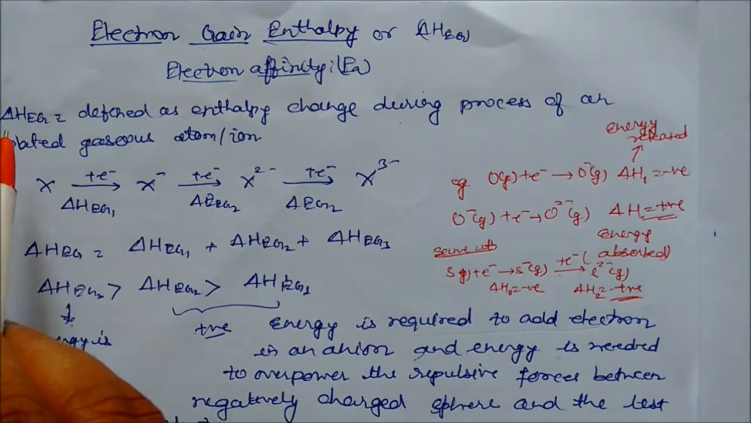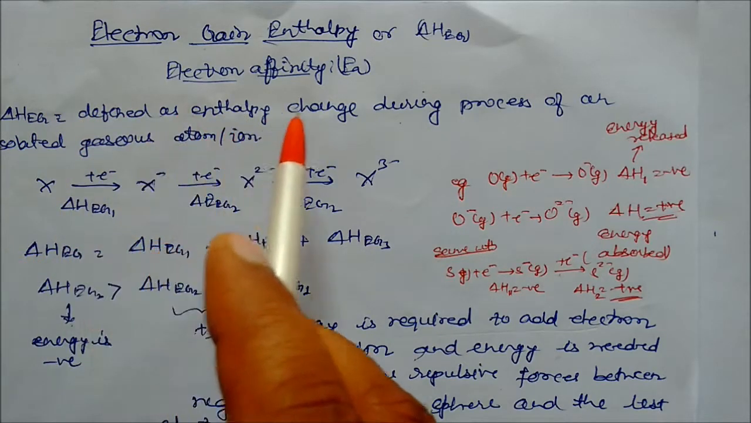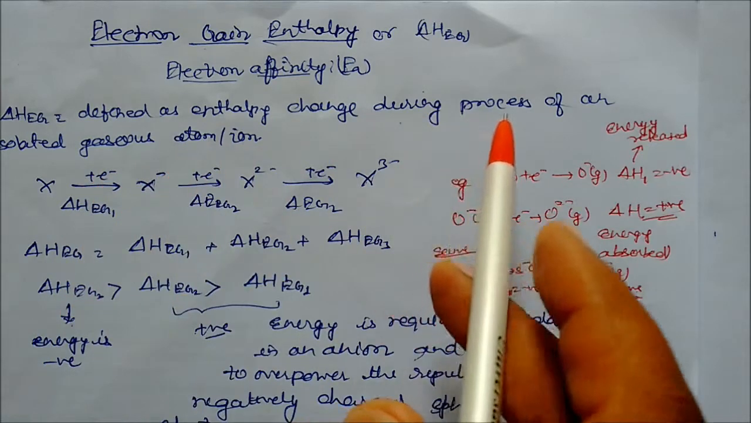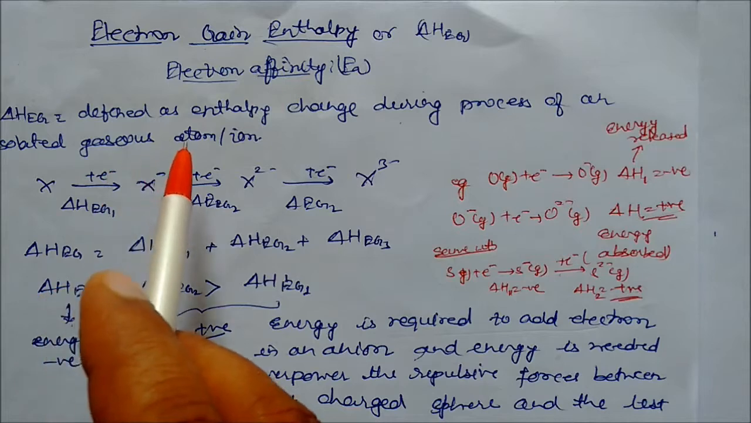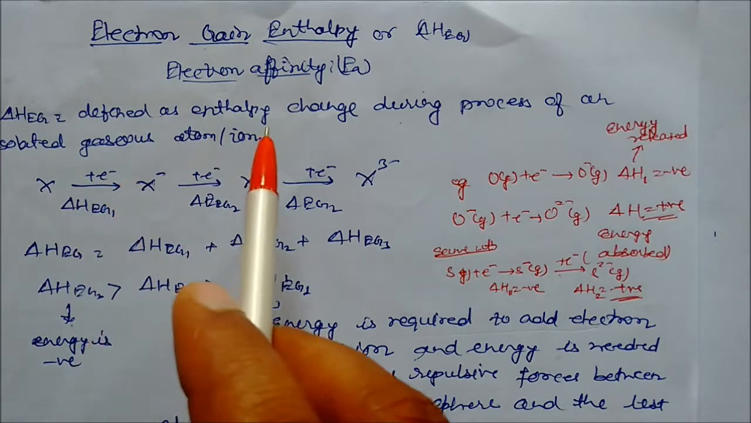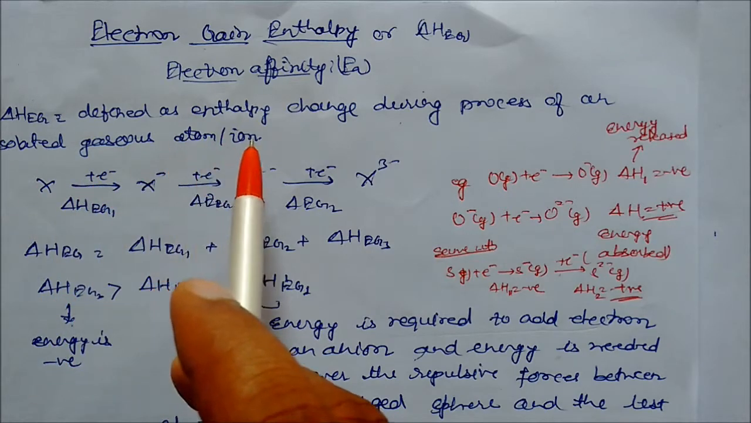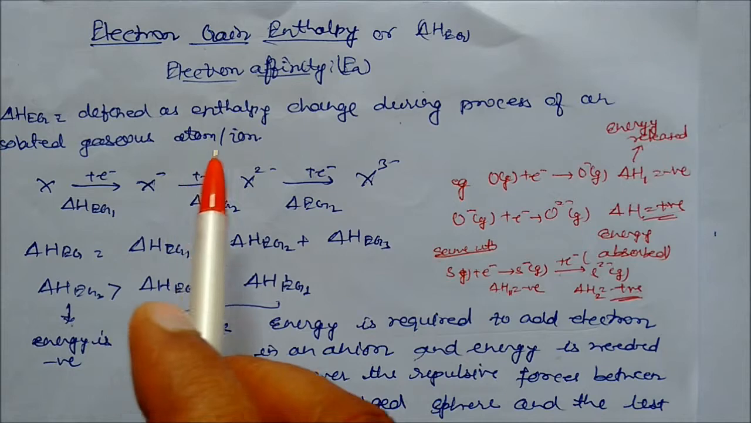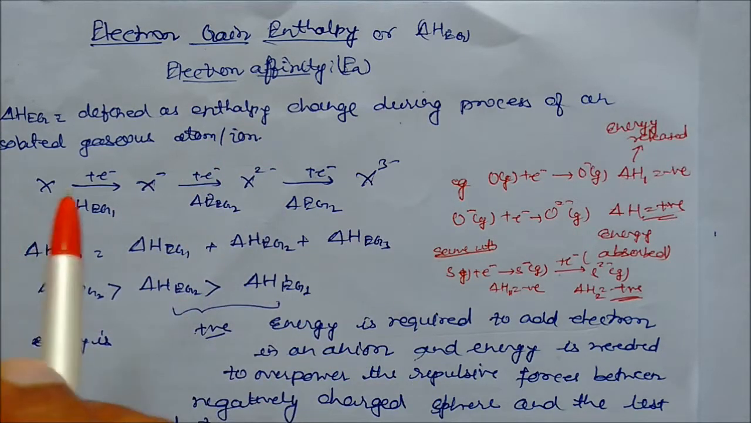You can see ΔH_eg is the electron gain enthalpy, defined as the enthalpy change during the process of an isolated gaseous atom gaining an electron. Means if an atom is in the gaseous state, whatever the change in enthalpy during the process with an isolated gaseous atom or ion is called electron gain enthalpy, and this is basically done by the electron. So how does an electron change the enthalpy?